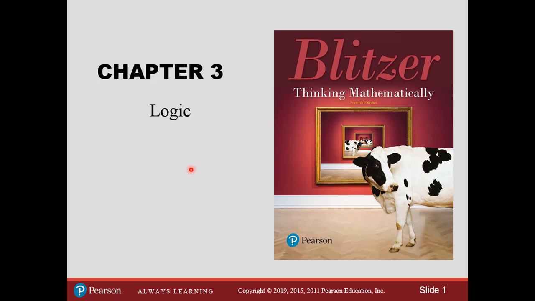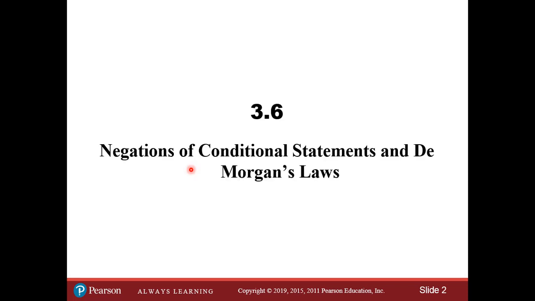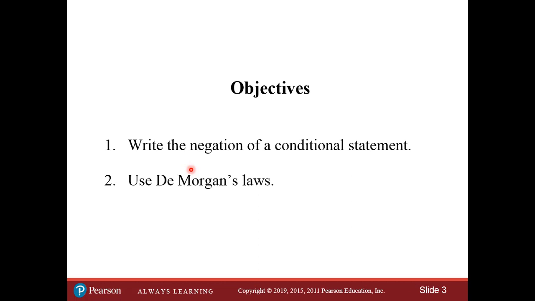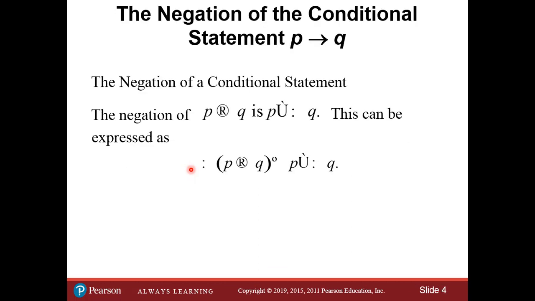Okay, welcome back, and today we're going to start section 6 of chapter 3. Today we're going to talk about negating conditional statements and DeMorgan's Laws. We've actually seen DeMorgan's Laws being applied, but we haven't called it DeMorgan's Laws. Well, today we're going to see that in action. So we're going to write the negation of a conditional statement, and number 2, the objective is going to be being able to use DeMorgan's Laws to negate compound statements.